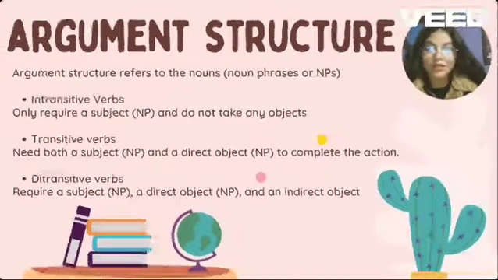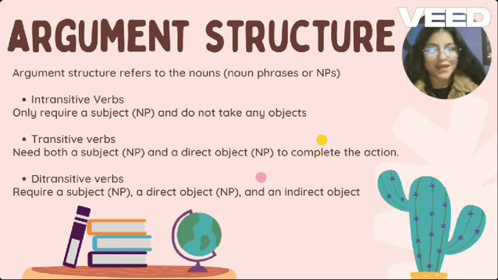Now, argument structure refers to the noun phrases that a verb requires to complete its meaning. Different verbs need different numbers and types of arguments to be grammatically and semantically complete. We have types. Intransitive verbs only require a subject and don't take any object. Examples include sleep and die. He sleeps well. In this sentence, he is the subject.